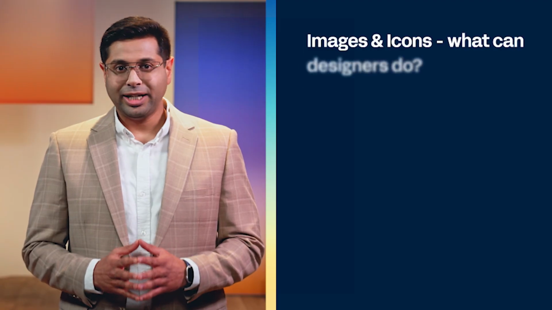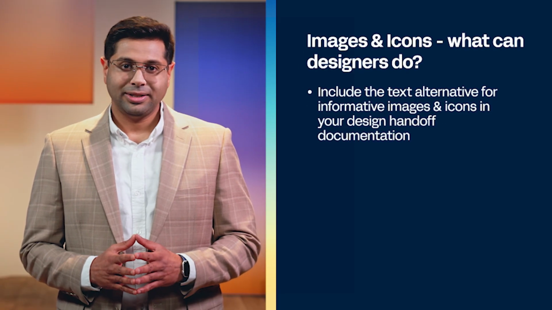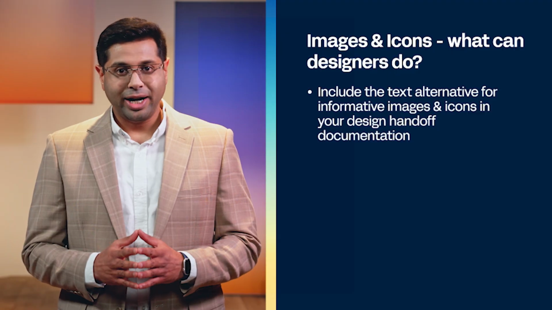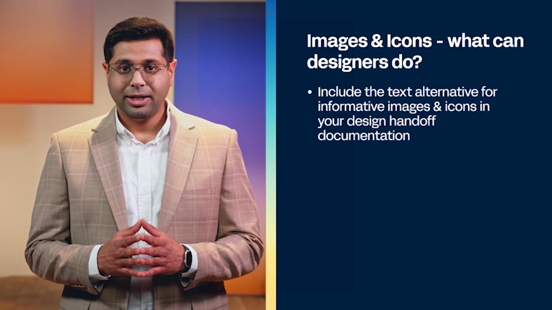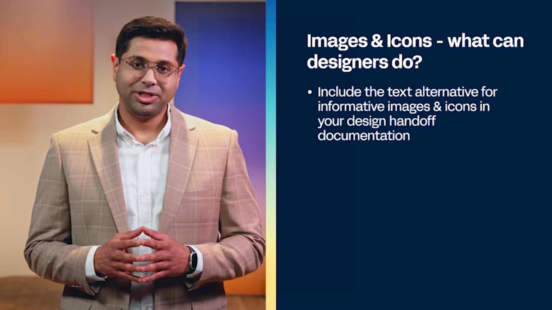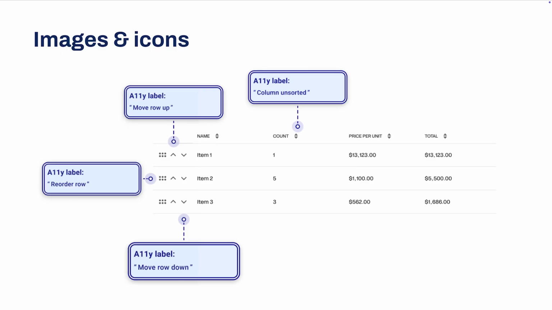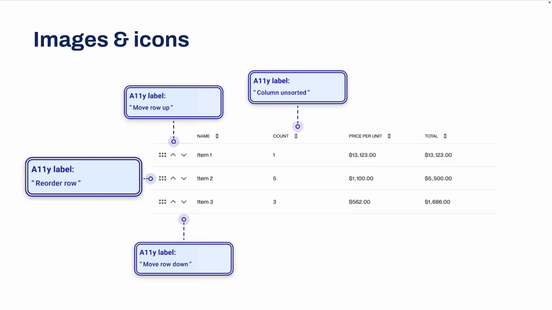First, inclusion in handoff documentation. Designers should include the required text alternative for every informative image and icon directly within their design handoff documentation. This ensures that the engineering team implements meaningful text alternatives, which is vital for maintaining accessibility standards. This is an example of a well-annotated Figma design. The designer has provided the text alternative for the icons, which the developer will then use for back-end coding.